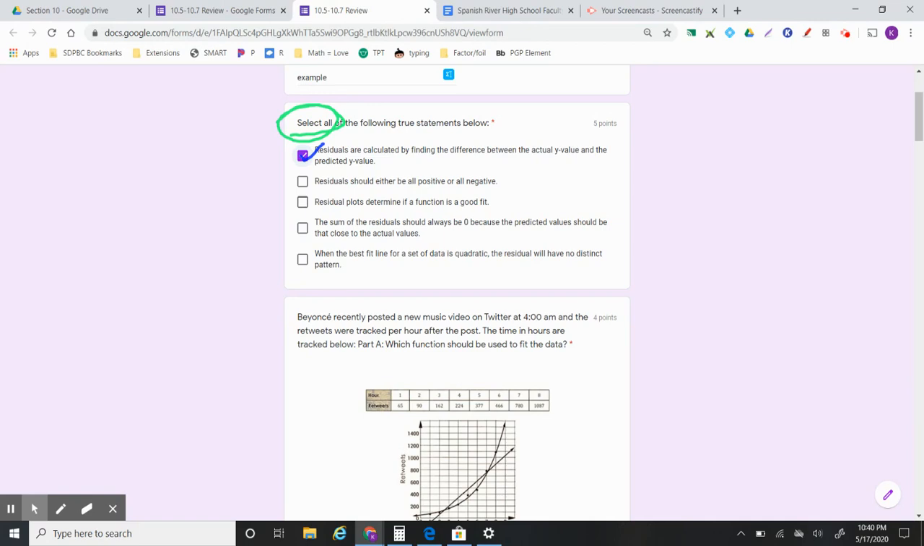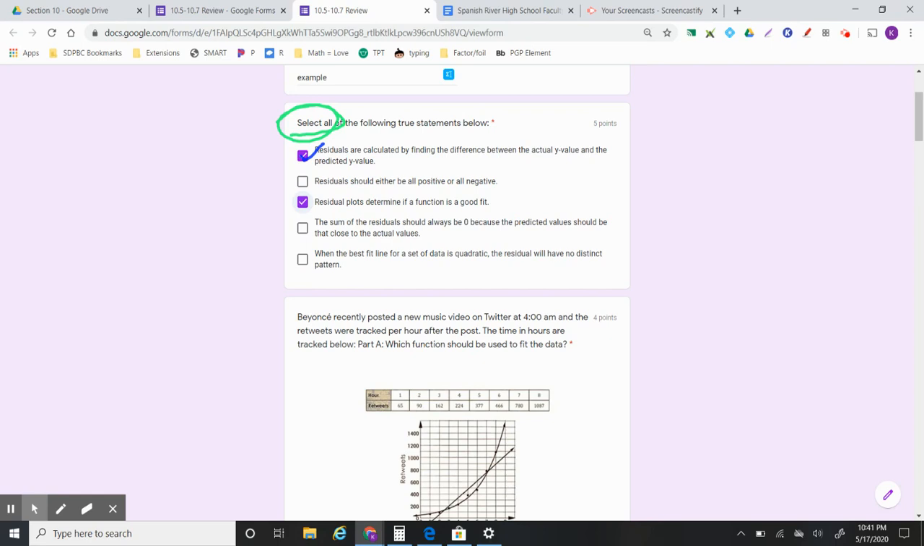And then the second one says residuals are either all positive or all negative. That is not true, because we're looking either above or below the line. It can be a combination of both. Residual plots determine if a function is a good fit. That is true.